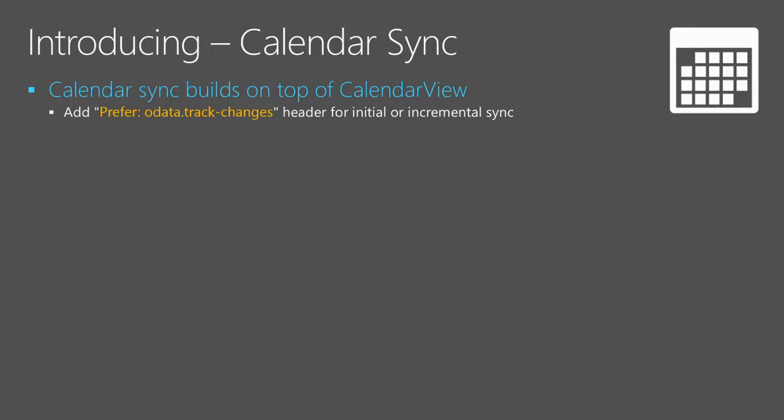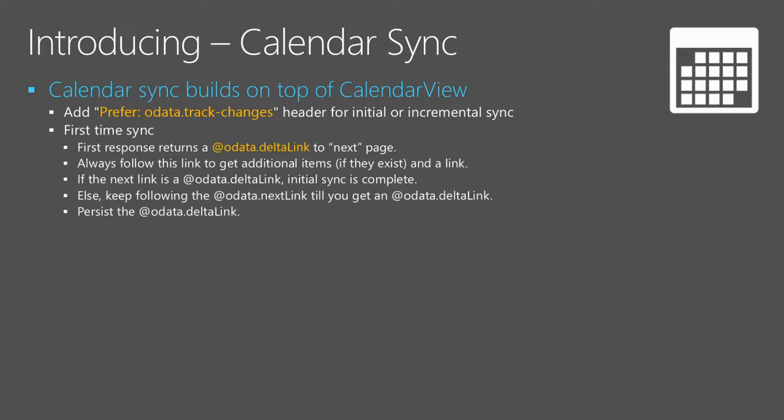So with calendar sync, there's a few things that, sync is never simple. We try to make it as simple as possible, but there's still a few things to keep in mind. So the way you do sync is when you call calendar view, you just add this one header called OData track changes, and that tells the service you're asking me for a view, but you're asking also for a watermark or a link you can play back later and get incremental changes.